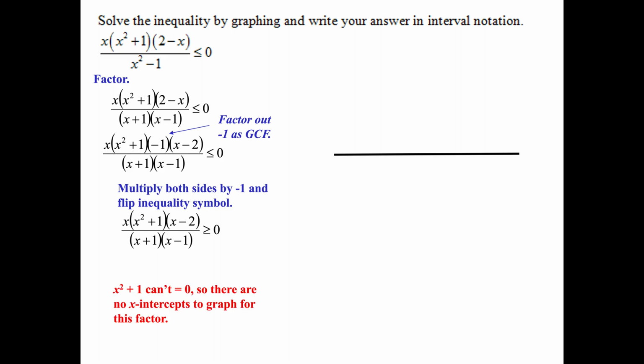And now notice that the x squared plus 1, when we start to find our answers for x, that will never be equal to 0. So therefore, this does not generate any x-intercepts. So cancel it out. We don't need it. So on the top, you're going to have x equals 0, x equals 2. On the bottom, x equals -1, x equals +1. Closed circles on the top, open circles on the bottom.